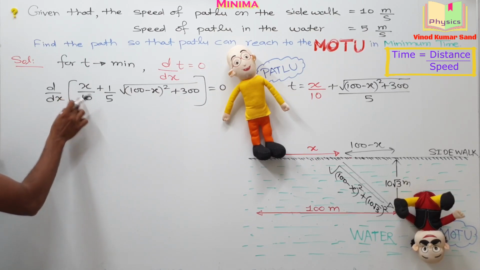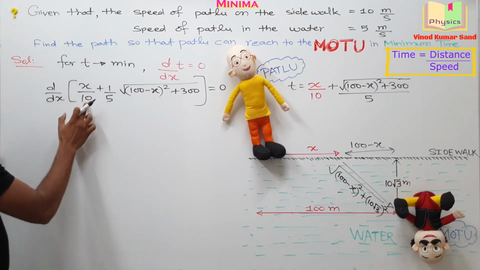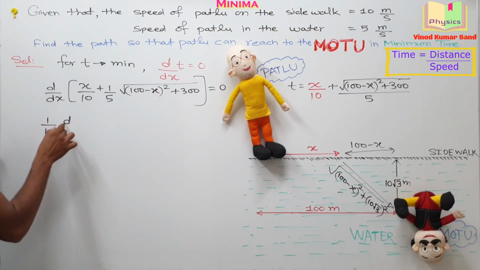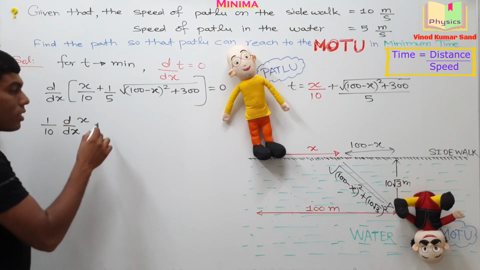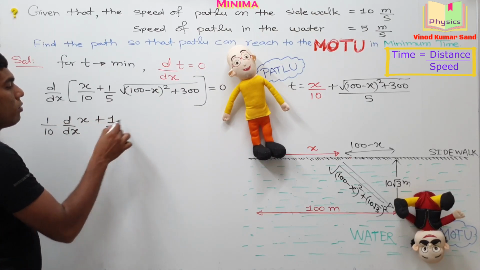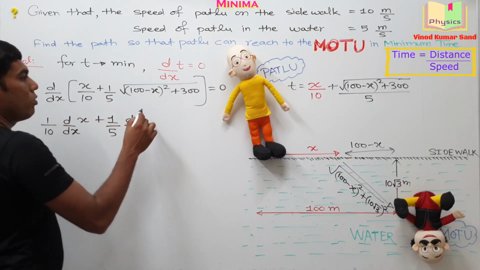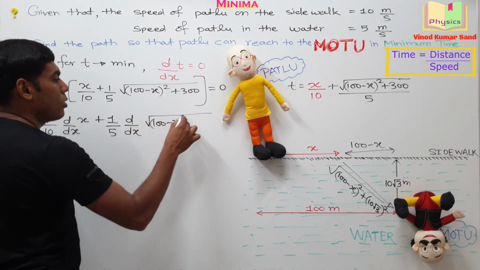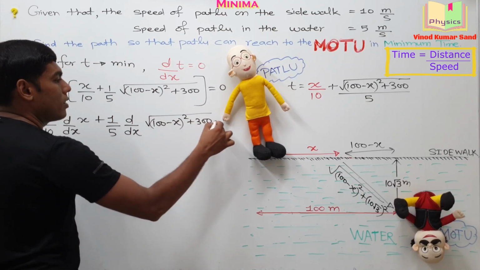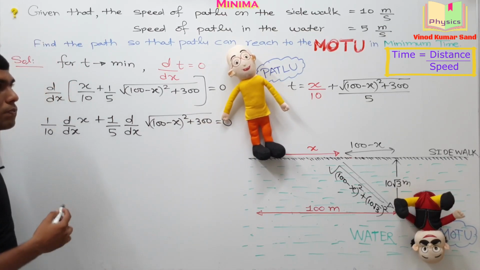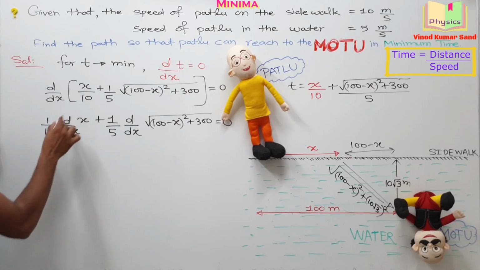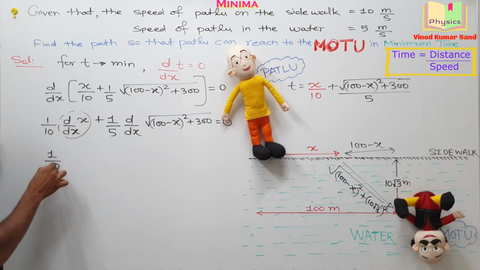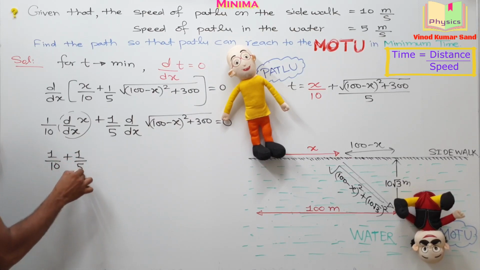1 by 10 is a constant which is in multiplication with the x, so it can be taken outside of the differentiation. So I am writing 1 by 10 d by dx of x plus 1 by 5 d by dx of root of (100 minus x) whole square plus 300. This all should be equal to 0. Okay. D by dx of x will become 1. So here we will have 1 by 10 plus 1 by 5.